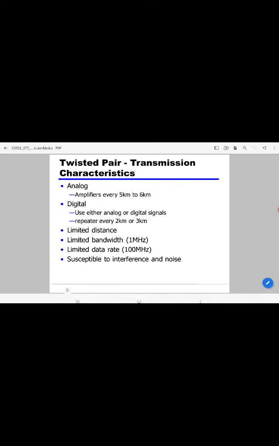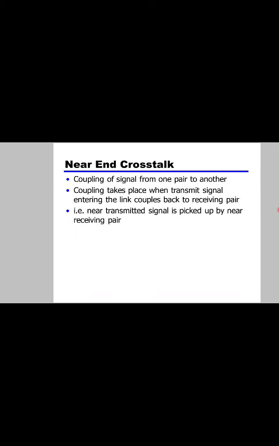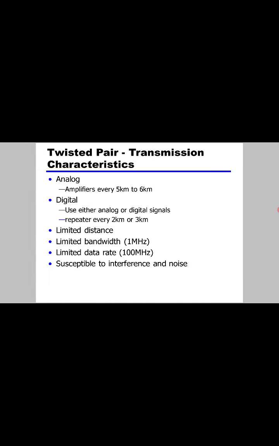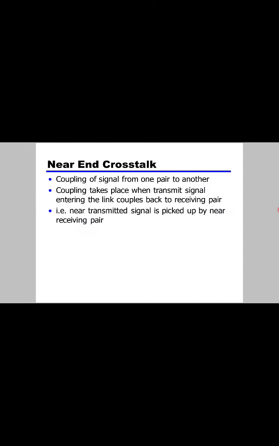So these are the characteristics, and they are susceptible to interference and noise. Generally in twisted pairs, noises are included. Then near-end crosstalk: coupling of signal from one pair to another. Coupling takes place when transmitting a signal.